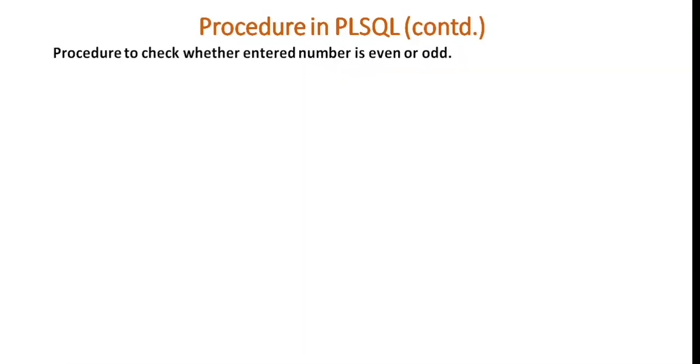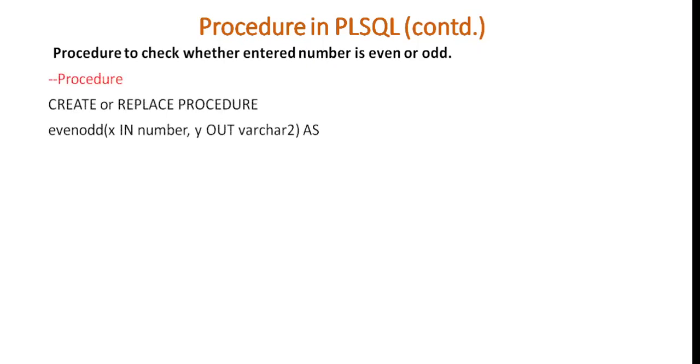Then let's see another procedure to check whether an entered number is even or odd. So I have written create or replace procedure. Even odd is my procedure name. Now this procedure is receiving one input, x in number. X is the input variable. This procedure is passing a message, whether the number is even or odd. So y is an out parameter returning the message, which is of varchar type, because we are passing a message. We are receiving one number and we are passing whether that number is even or odd.